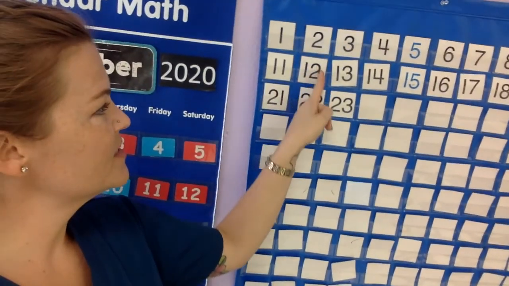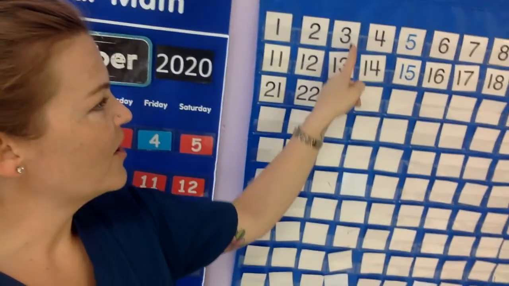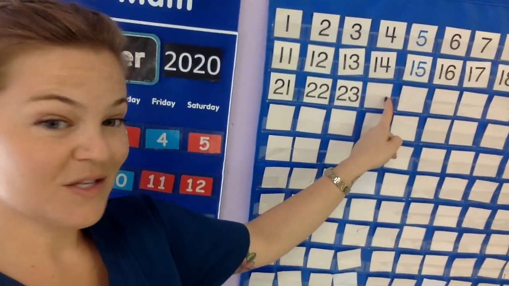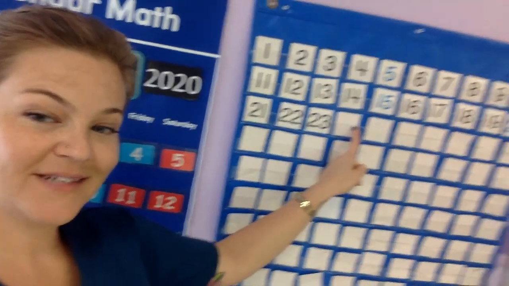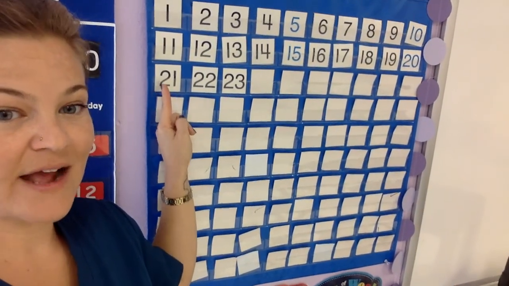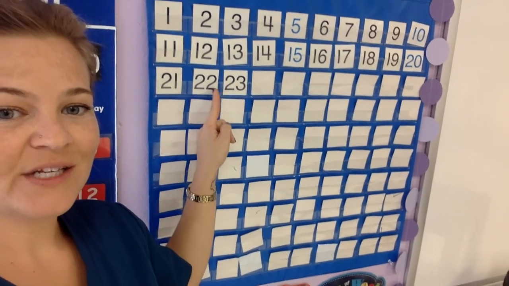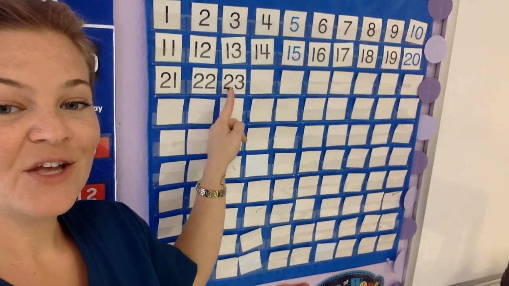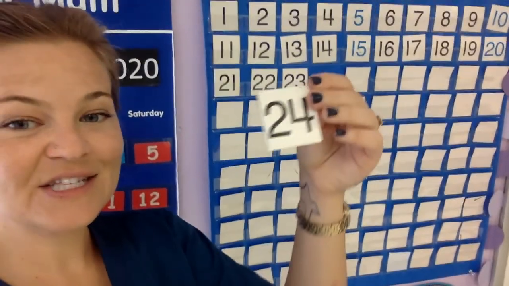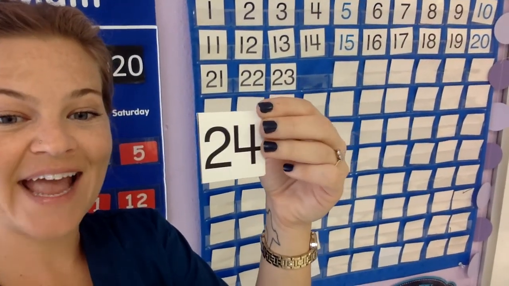All the numbers in this row end with a 2. All the numbers in this row end with a 3. So do you think all the numbers in this row are going to end with a 4? Let's see. Let's count from 21 and let's see if that'll help us figure it out. 21, 22, 23, 24. So today is our 24th day of school.